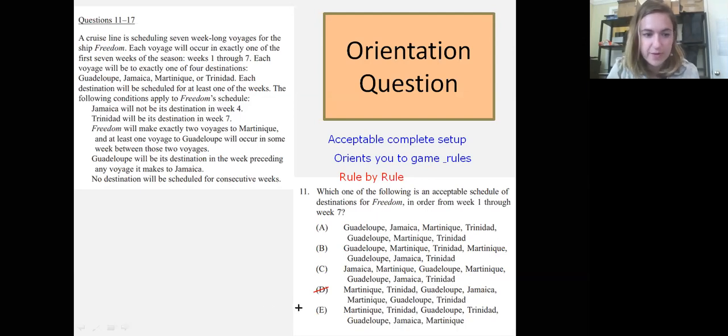Yeah, nice. That was super fast. And that's how fast you want to be going on this question. So you see that T is not in 7 on E, you eliminate. Okay, so then you go to the third rule.